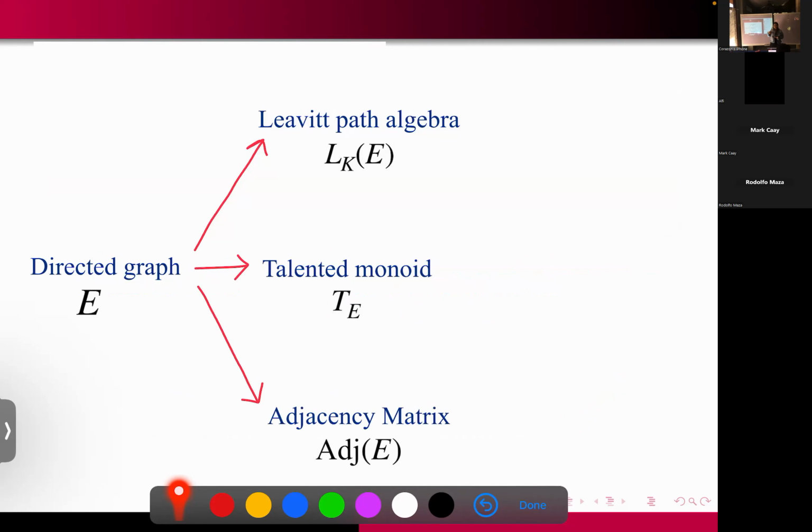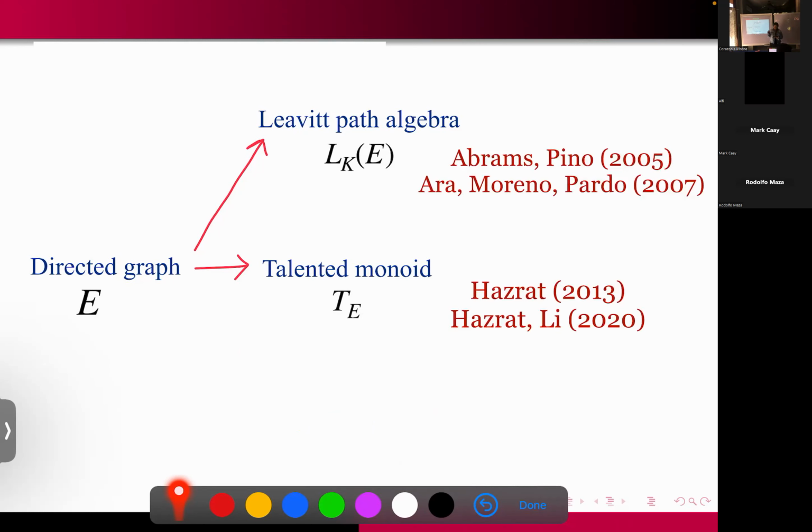But in this presentation, my focus is not on the Leavitt path algebra directly, but on the adjacency matrix. Given a directed graph, you can also associate an adjacency matrix. As a matter of fact, they are actually equivalent things. If you have a matrix whose entries are non-negative integers, then you can directly say that it's a directed graph, which I will define later, hopefully.